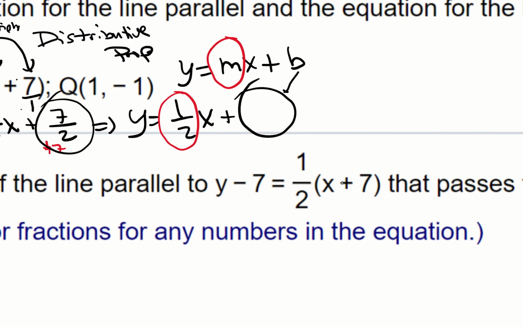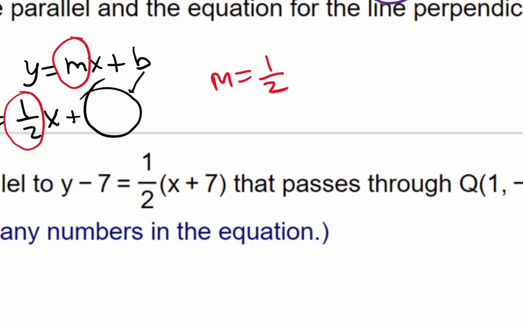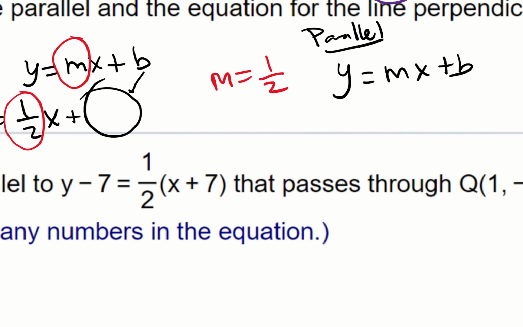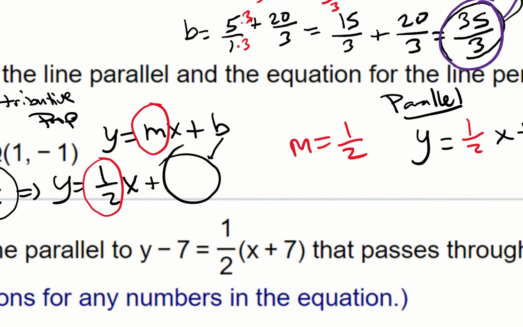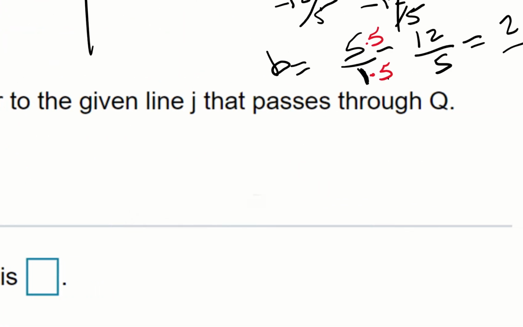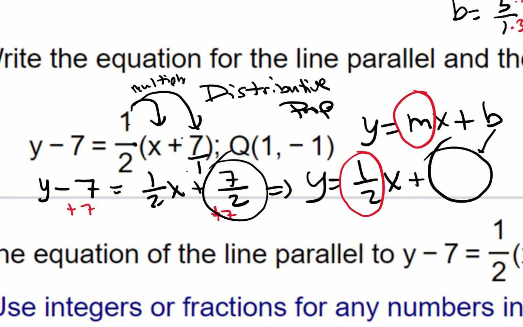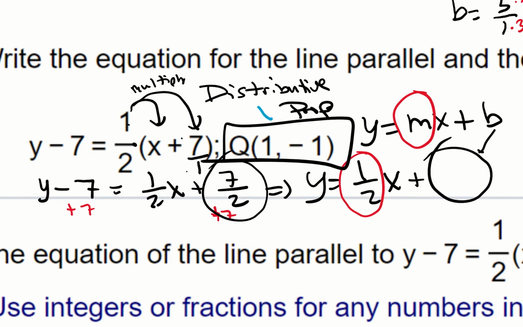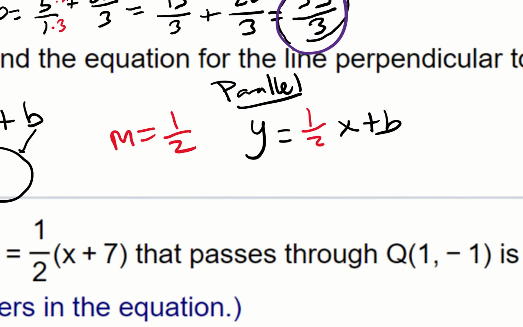So since the slope is now 1/2, I'm going to be using that slope in the same equation, y equals mx plus b, for parallel. So let's do the parallel. You plug that in there. So I'll just replace it so I can save a little bit of time here. 1/2 x plus b, and then replace y and x. In this case, this is the point that they give you. This is x, and this is y. So 1 and -1. So y is -1.